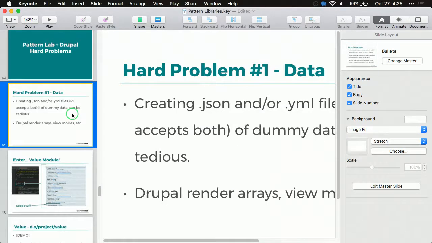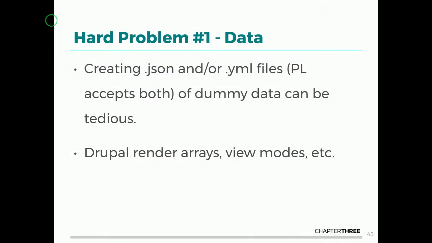That brings me to the hard problems. These are just the things to keep in mind if you're going to go down this route with any Drupal Pattern Lab thing. Creating the JSON or the YAML files: Pattern Lab will accept one, just pick whichever one you prefer. The dummy data can be tedious, so I'll show you a plugin that helps with that, which is cool, but it's a thing I didn't expect when I first started using Pattern Lab, and not fun.